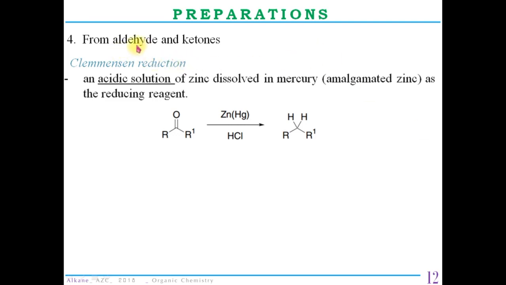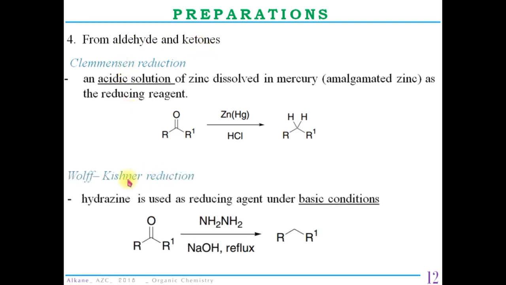Next is the conversion of aldehyde and ketone into alkane. We have two reactions. One is Clemmensen reduction and second is Wolff-Kishner reduction. So here is the reduction of carbonyl compound to alkane. In Clemmensen reduction, the reagent which is used is zinc dissolved in mercury, which is amalgamated zinc. The condition is acidic. In Wolff-Kishner reduction, hydrazine is used as a reagent and the reaction is performed in basic condition.